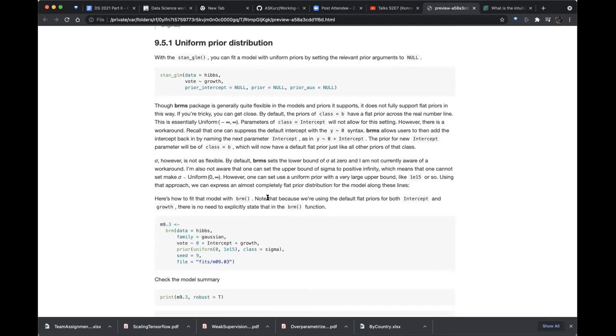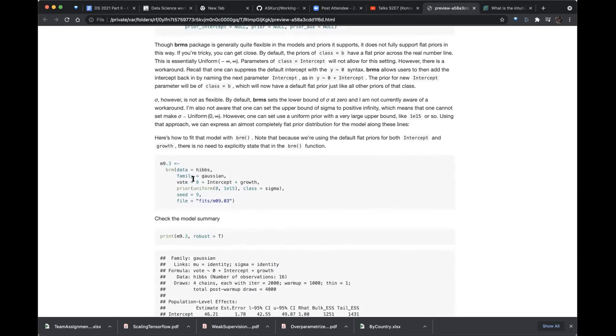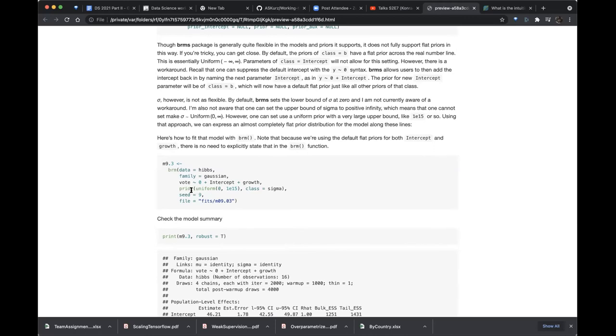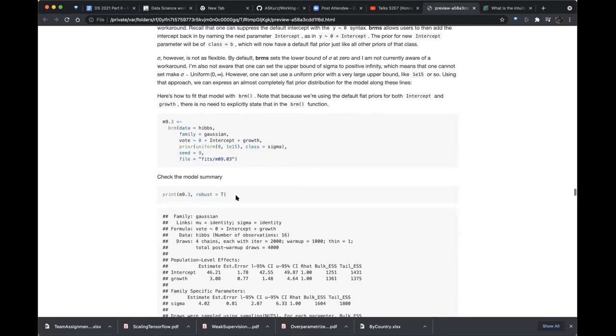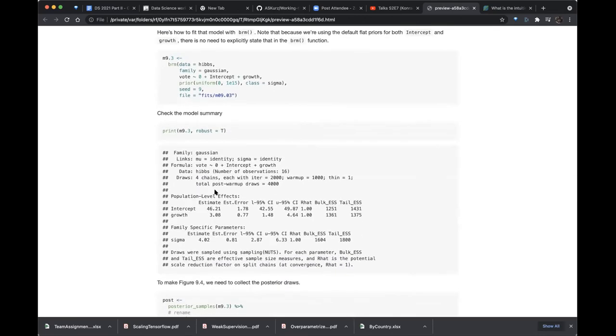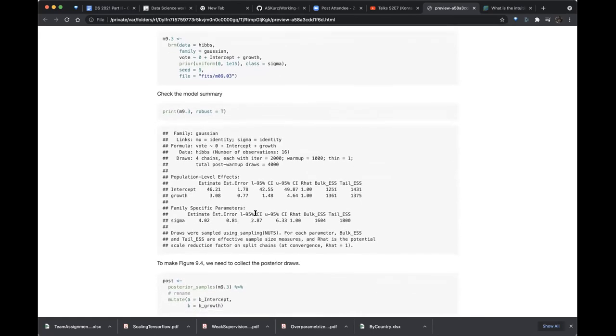So that's that. He says, here's how you would fit that model. I'm using flat priors for intercept and growth, so I don't need to state that. He's got this new function, and after the little trick, intercept and growth are now considered betas, like a slope and intercept. The prior is uniform 0 to 1e15, a very wide prior for sigma, the standard error. He shows the file we put in, and finally prints out the model summary, where you see the estimated error.